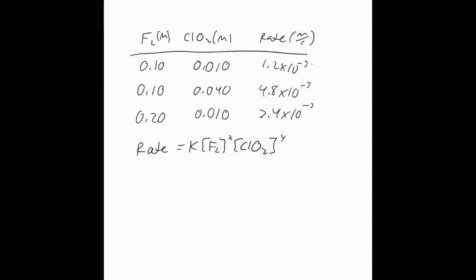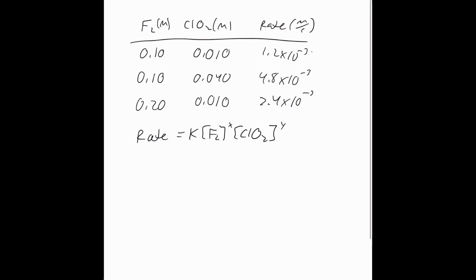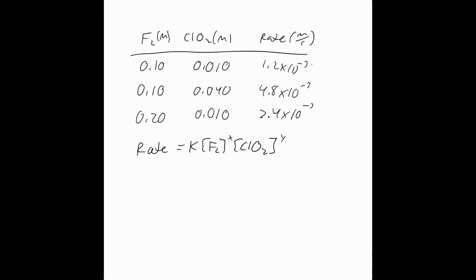All right, so I've moved the table to the notes app because I didn't have enough room in my PowerPoint slide to do all of the math that I want to show you. So we've got our table of F2, ClO2. These are our concentrations and our rates. The rate law is going to be the rate is equal to some rate constant, F2 to the x. x is our order of F2, and y is the order of ClO2.